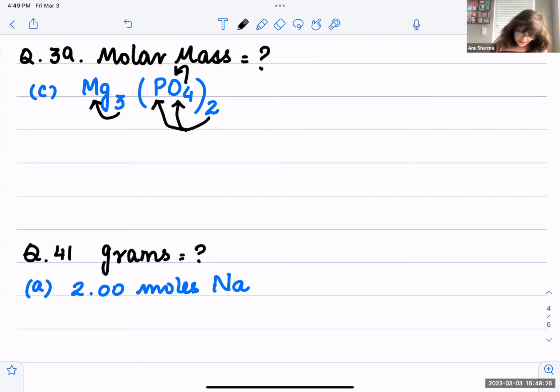So what does this mean? So this means we have 3 magnesiums. We have 2 phosphorus in this molecule, and 4 times 2 is 8. We have 8 oxygens. So 4 times 2, let me write this down. 4 times 2 is equal to 8 oxygens.